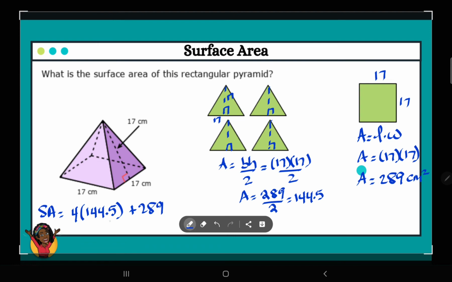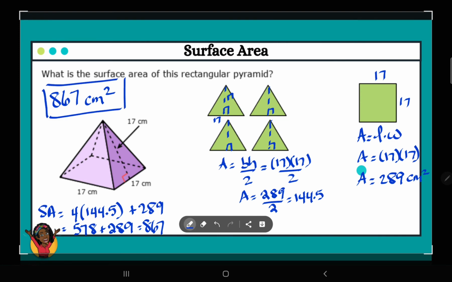So 144.5 times 4 is 578 plus 289 is equal to 867. And we cannot forget our units, so that final answer is 867 centimeters squared. And that will be the surface area for this rectangular pyramid.